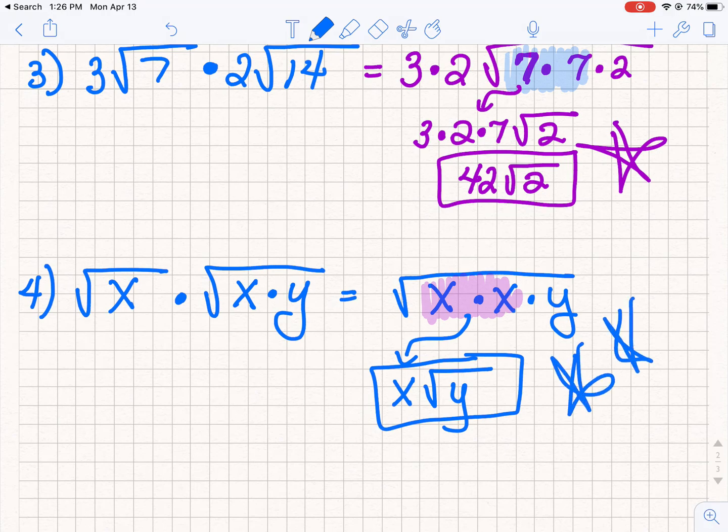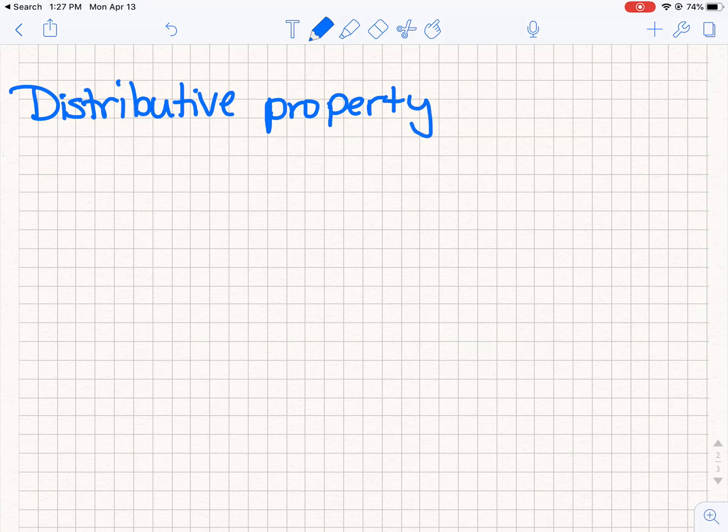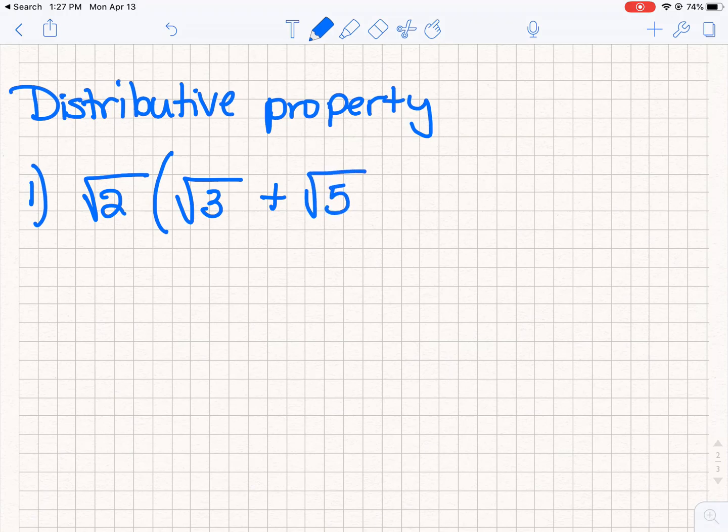Okay? All right, now we're going to take this one step further today, and we're going to use the distributive property to multiply. So we're going to use what I just taught you and what you know about the distributive property. We're still going to do outside times outside, inside times inside, and simplify, but we have to distribute if we have parentheses. So let's do 3 of these together. So the first one, the square root of 2, parenthesis, square root of 3 plus the square root of 5, close parentheses.